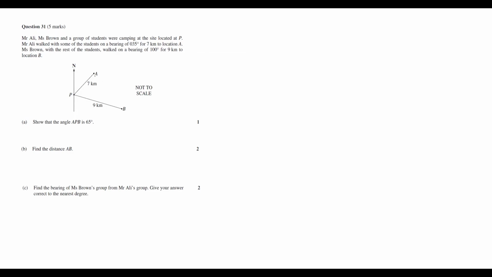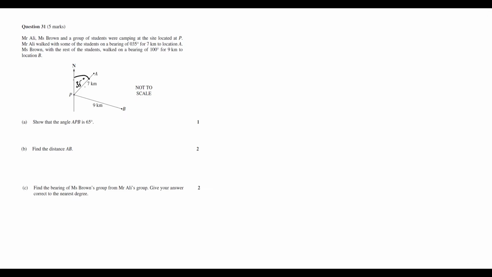So let's quickly have a look at where that sits. So A to P to B. So we're looking at this angle here. Since we're looking at bearings, we know that that measures the angle from the north line to the line that joins the origin to that point. So for Mr. Ali, this angle between the north and the line that joins the origin P and where Mr. Ali is now, we know that is 35, and we know, therefore, that the angle going from the north all the way round to the line PB is 100 degrees.